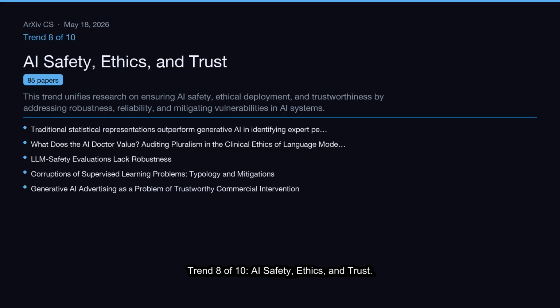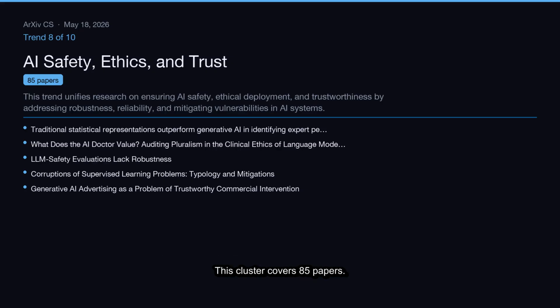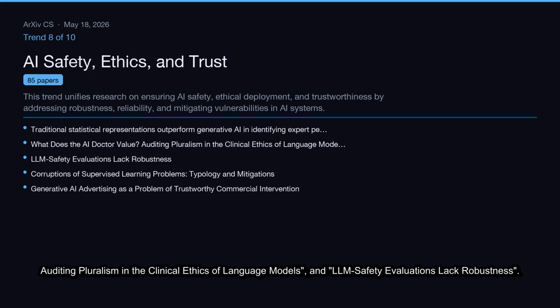Trend 8 of 10, AI Safety, Ethics, and Trust. This trend unifies research on ensuring AI safety, ethical deployment, and trustworthiness by addressing robustness, reliability, and mitigating vulnerabilities in AI systems. This cluster covers 85 papers. Representative work includes Traditional statistical representations outperform generative AI in identifying expert peer reviewers. What is the AI doctor value? Auditing pluralism in the clinical ethics of language models, and LLM-Safety evaluations lack robustness.